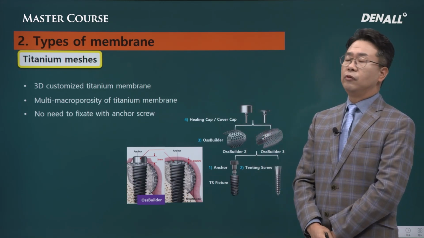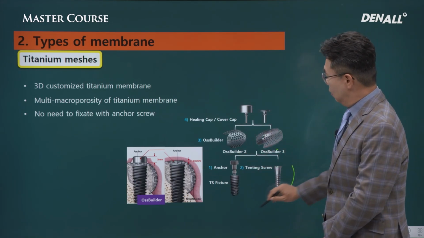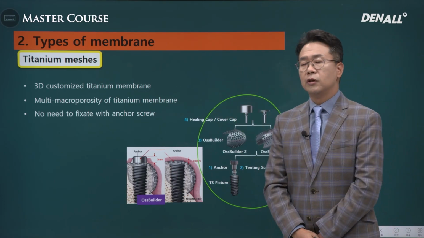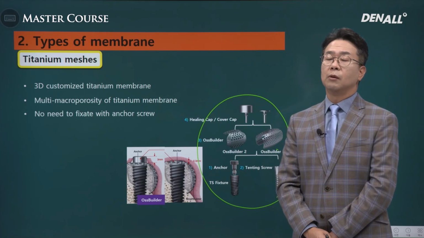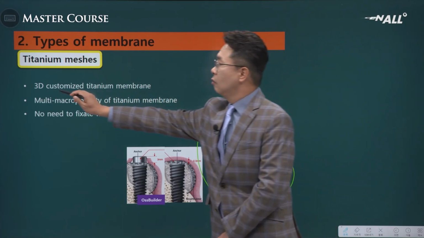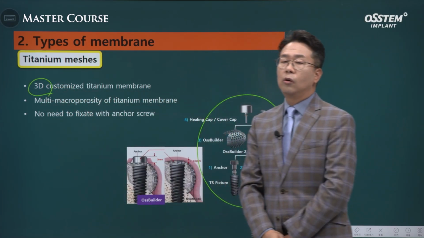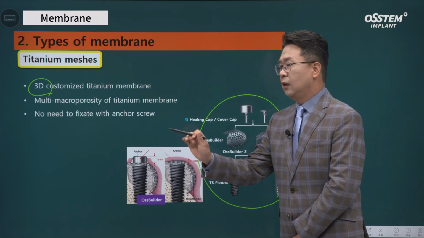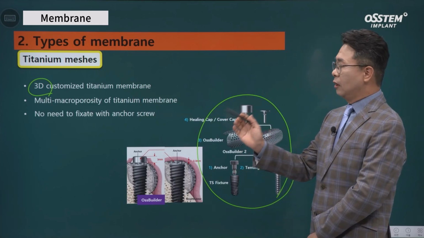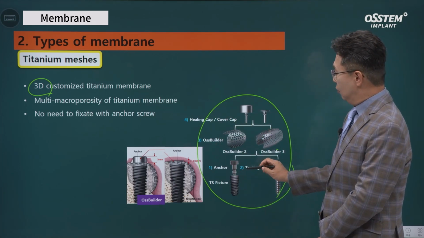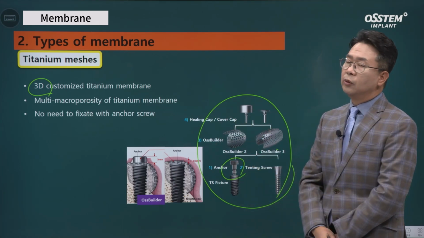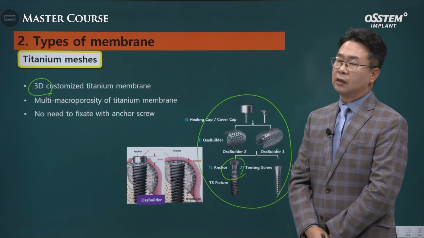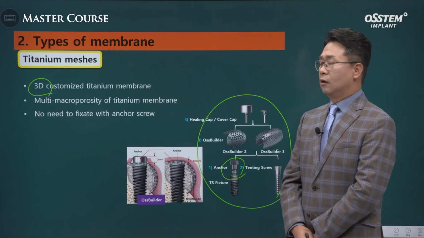OSSTEM has introduced OSSBuilder in order to address many disadvantages. This is in fact the same as titanium mesh. It is 3D, three-dimensional for surgeons' convenience, and the biggest problem with titanium mesh is the possibility of exposure. A special anchor has been used to minimize such possibility, and that is the advantage of OSSBuilder, a titanium mesh.